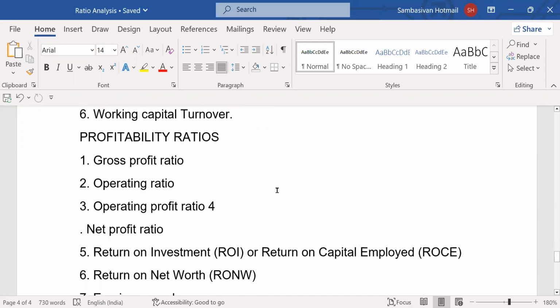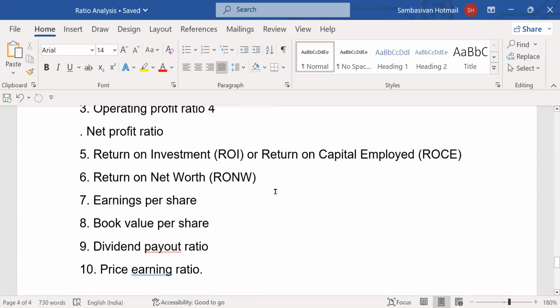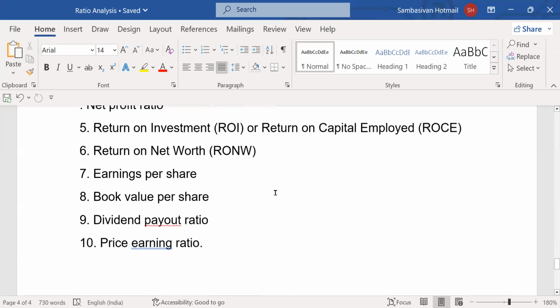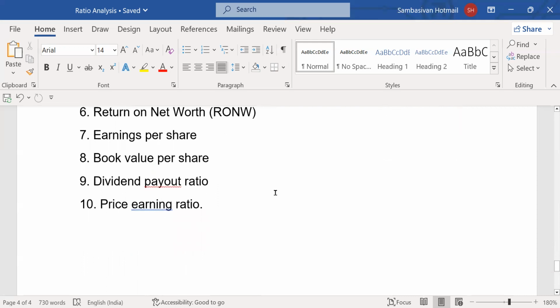Profitability ratio: first gross profit ratio, second operating ratio, third operating profit ratio, fourth net profit, fifth return on investment, or we can say return on capital employed, sixth return on net worth, seventh earning per share, that is important, eighth book value per share, ninth dividend payout ratio, and tenth price earning ratio.